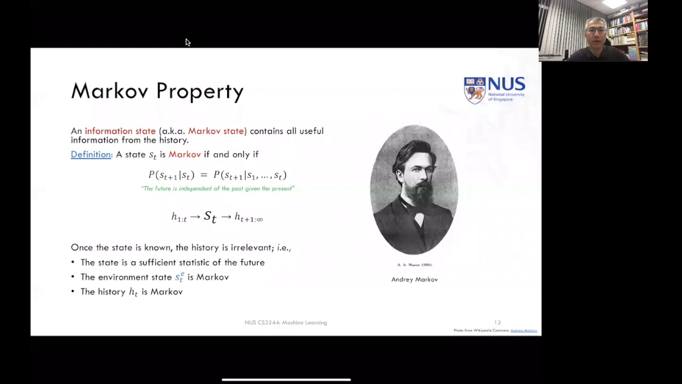So let's now look at one very key property called the Markov property. A Markov property, or equivalently an information state or Markov state, basically says that all of the useful information from the history is compressed at the current time step.